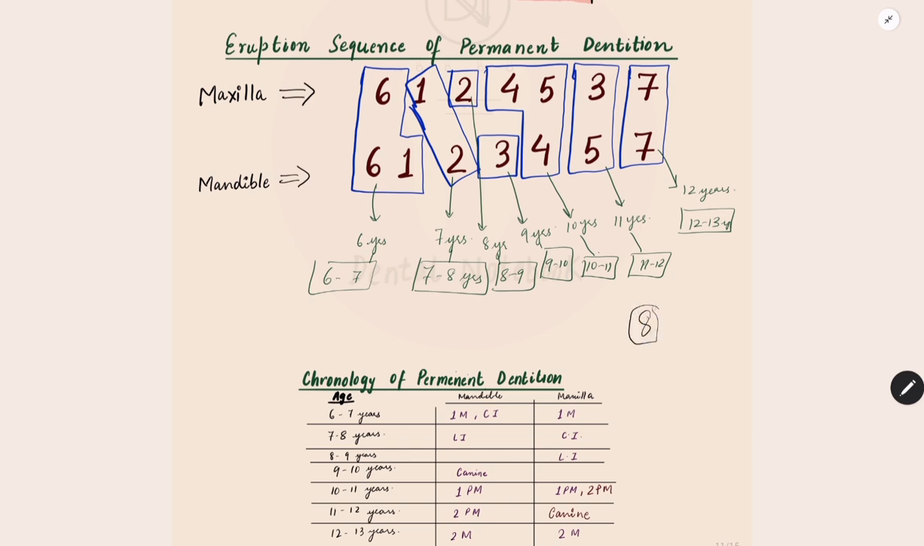Now, due to the evolution of humans, most of the time the third molar, which is 8, is generally absent or embedded inside the bone. But in most people, it comes out in the age group between 17 to 21 years. So this is your eruption sequence of the permanent dentition.